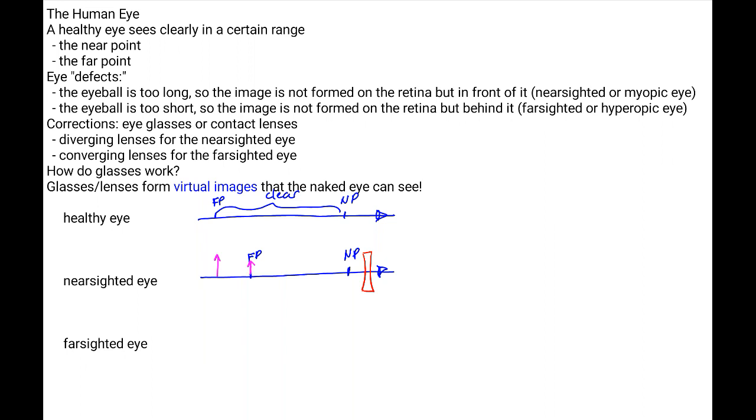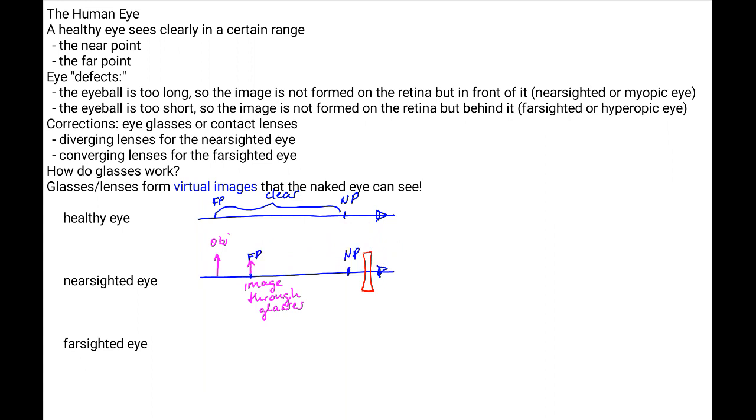So technically, we have an object. I guess I should write that here. Object, image, through glasses or contacts. Okay? So this object is going to pass through the first lens of the glasses or the contact lenses and form an image where the naked eye can see it. Then this image becomes the object for the human eye, and it's placed at a good distance from the eye so that the eye can see it clearly.